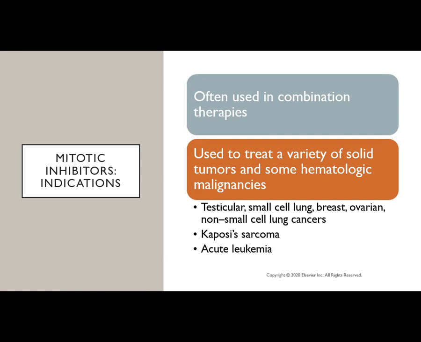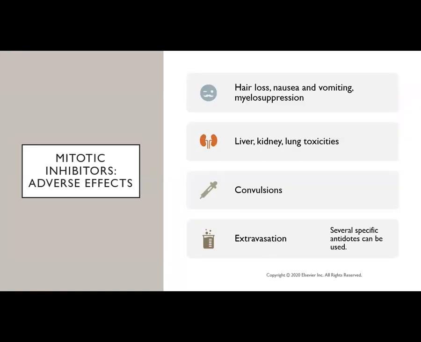So it's often used in combination with other therapies, and it's used to treat a variety of solid tumors and some hematological malignancies. Testicular, small cell lung, breast, ovarian, non-small cell cancers, Kaposi sarcoma, which that's the HIV, or it's AIDS. That's one of the indicators that somebody's moved from HIV to AIDS, is seeing these Kaposi sarcomas. So that's a cancer that's usually limited to HIV or AIDS. Acute leukemia.